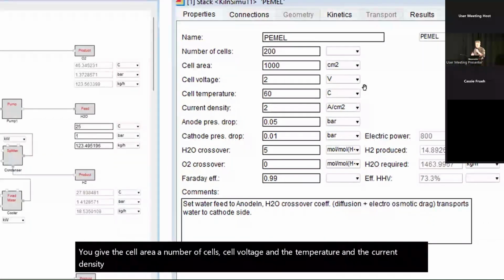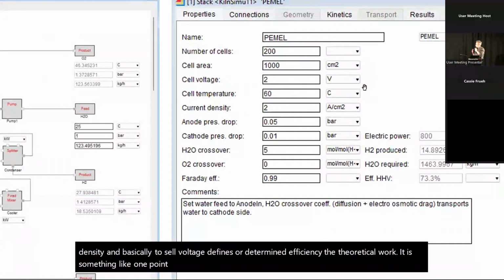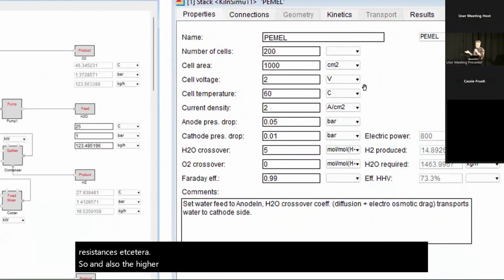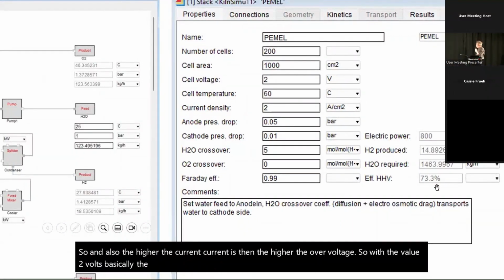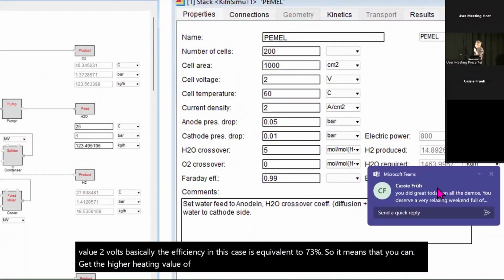And basically the cell voltage defines or determines then the efficiency. The theoretical voltage is something like 1.4, but normally there is always overvoltage due to different kind of ohmic resistances, etc. And also the higher the current is, then the higher the overvoltage. So with the value 2 volts, basically the efficiency in this case is equivalent to 73%. So it means that you can get the higher heating value of the produced hydrogen is equivalent.